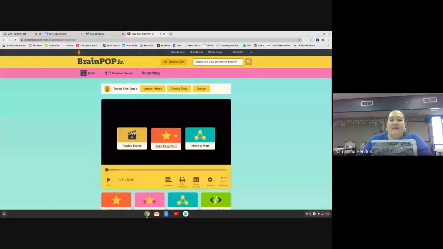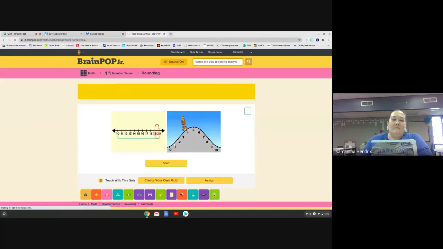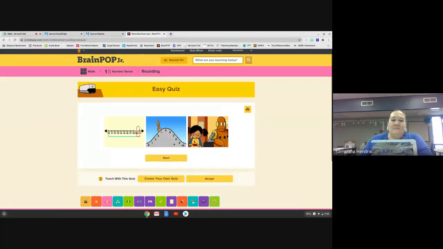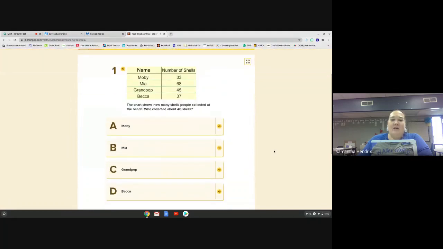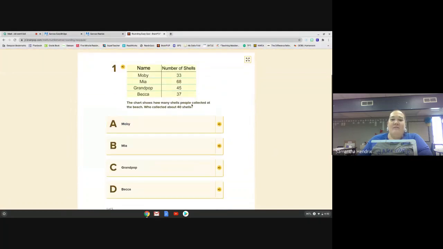Okay, so let's take the quiz together. Start. So it says, this chart shows how many shells people collected at the beach. Who collected about 40 shells? So we have to round, right? So let's look. Moby collected 33. What does that round to? Is it going to round to 30 or to 40?